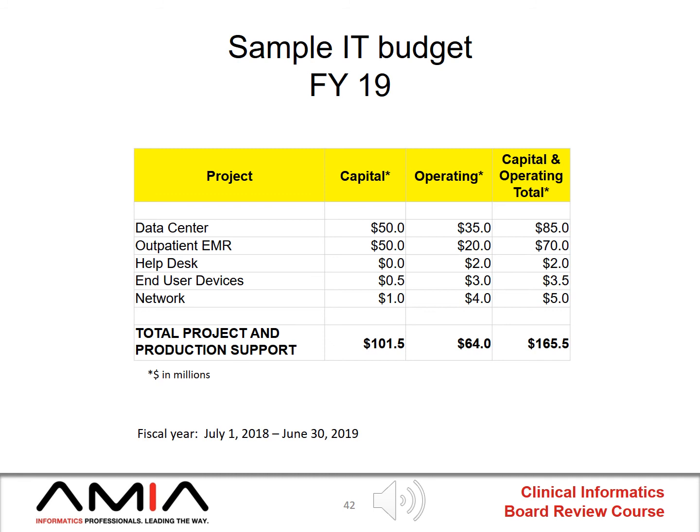But from the point of view of the bottom line, you add up all of the rows and come up with a capital and operating total, and then you add all of those up in that far right column, and that is what is referred to as the bottom line. And you can see total production, total project and production support is summed here. You have 101.5 million capital budget, 64 million operating, and a total of 165.5 capital and operating budget for FY19.